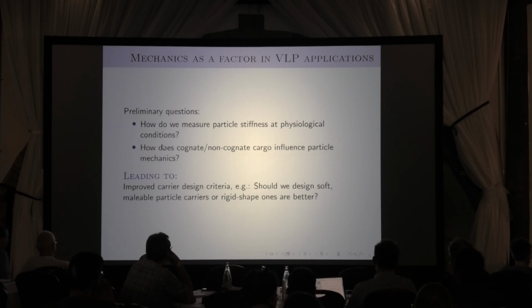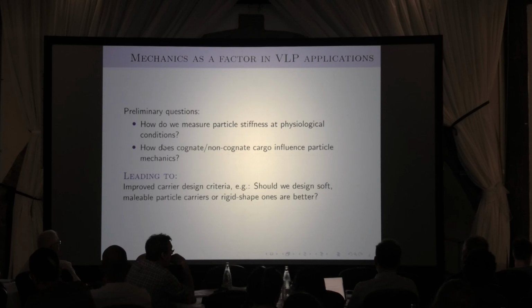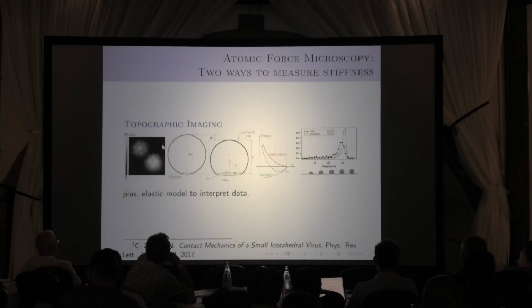I want to talk a little bit about its mechanics and how we measure particle stiffness at physiological conditions. How does non-cognate and cognate cargo influence particle mechanics, which will lead to improved design criteria. And for those who think about therapeutic delivery, these kinds of questions in general could lead to better principles of design. We still don't know whether we should design soft, malleable particle carriers or whether rigid, shape-persistent ones are better for delivery.